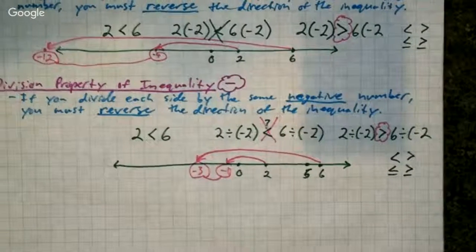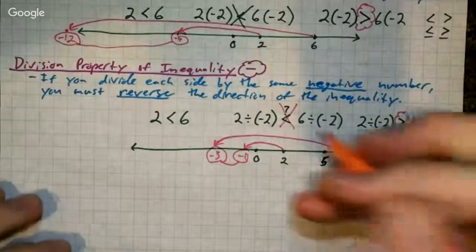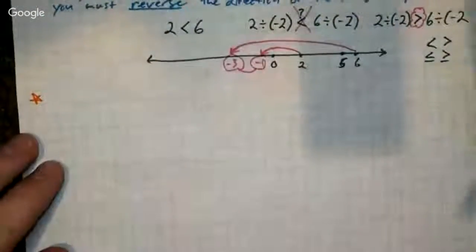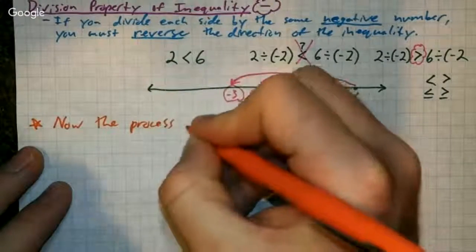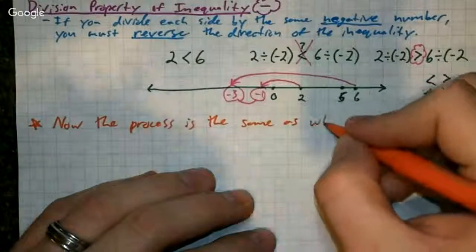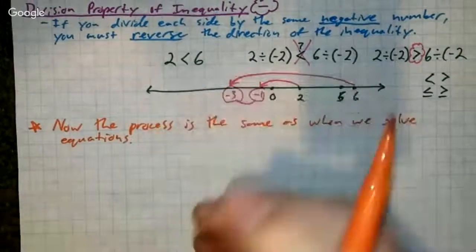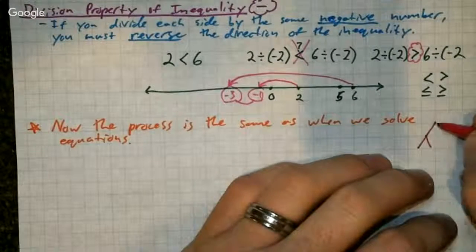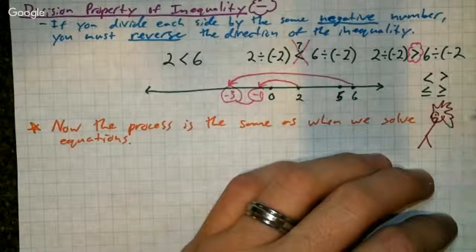Okay, we've gone through every single one of our properties. Now, let's take a look at a nice way we can remember this. So now the process is the same as when we solve equations. So once you put these properties into practice, you realize everything is now the same, and your mind is then blown.